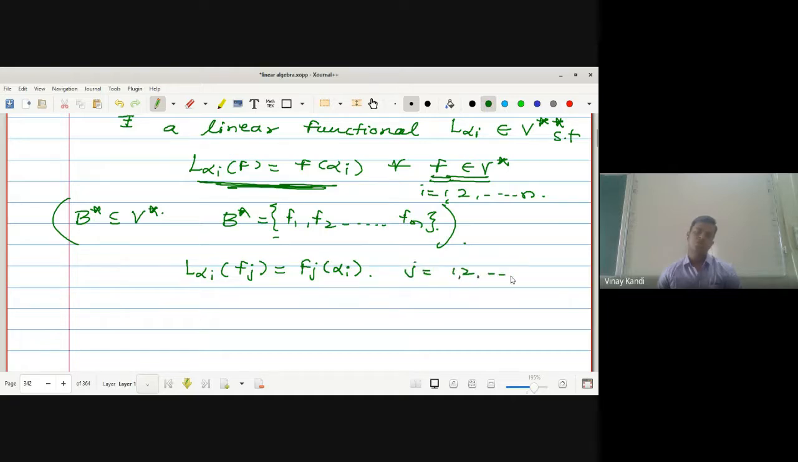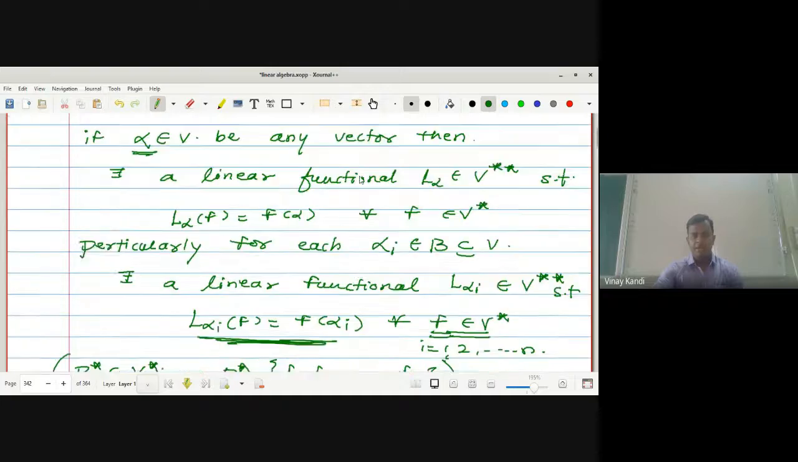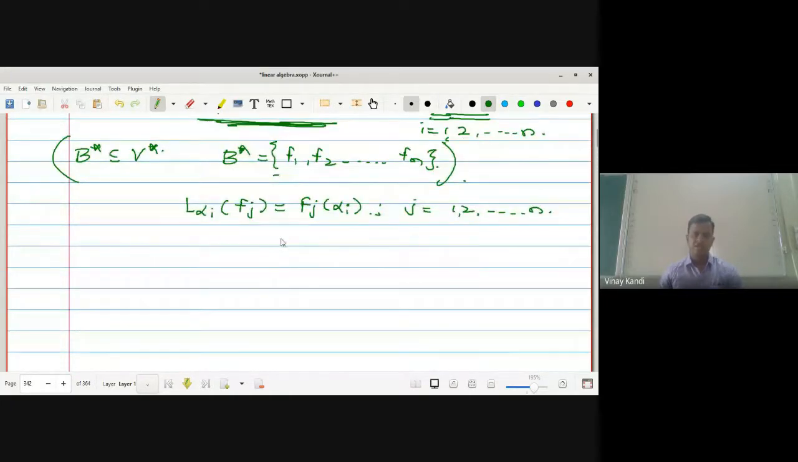If it is true for every f, then it must also be true for f1, f2, f3, up to fn. Okay, but what is fj of alpha i? Delta ij. Okay, you can only change the index set; the lower fj is just a notation. fj of alpha i is nothing but delta ij, or here we can write delta ji, delta ij. Okay, and what is the reason? V star is contained in V star.